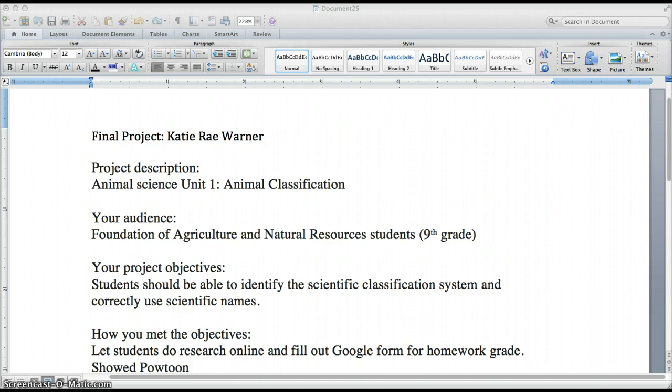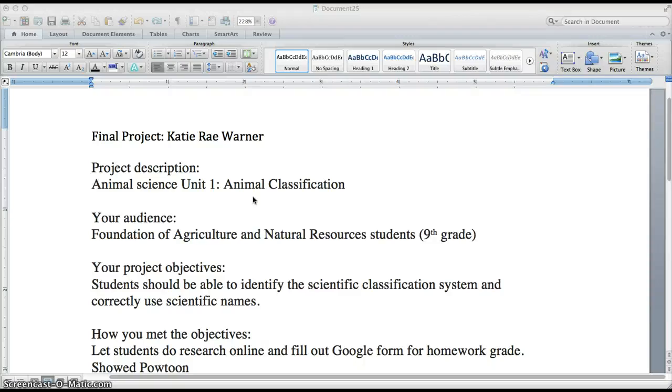I put together a unit for animal science. I'm an ag teacher, and it's Unit 1, which is animal classification. The thing about animal classification is that it is really easy to do, and we can do it in a short amount of time because they get a lot of the classification, kingdom, phylum, order, class, all that sort of thing, in earlier science classes.